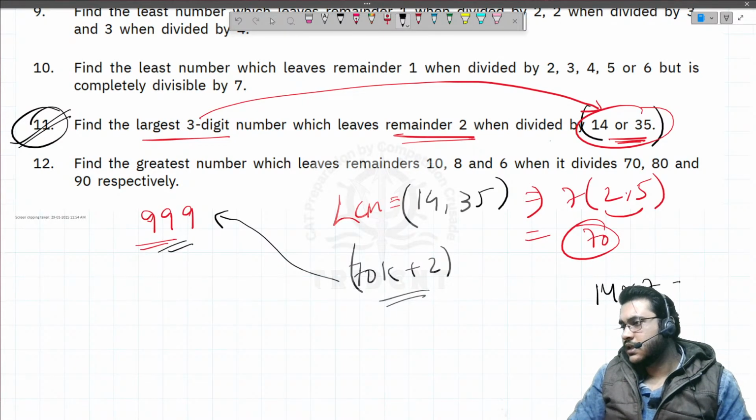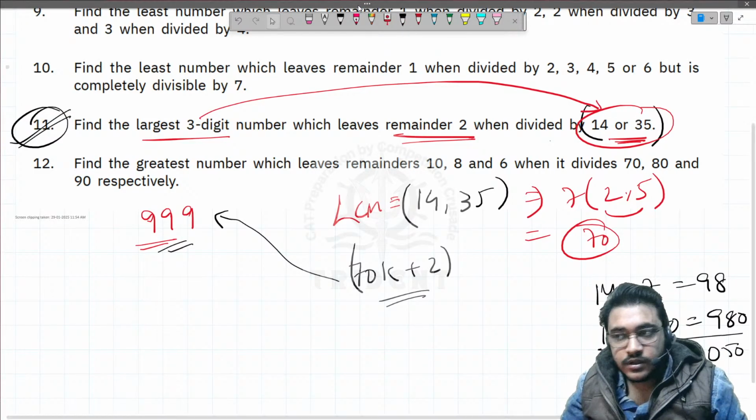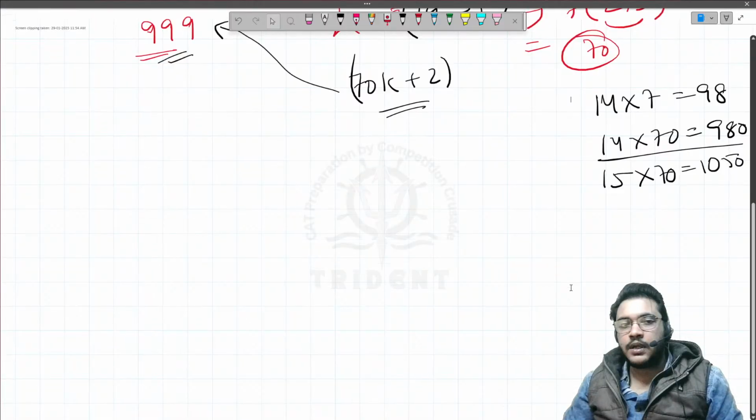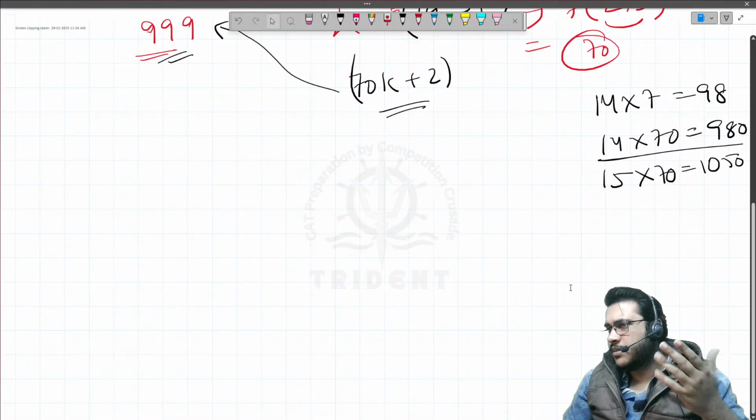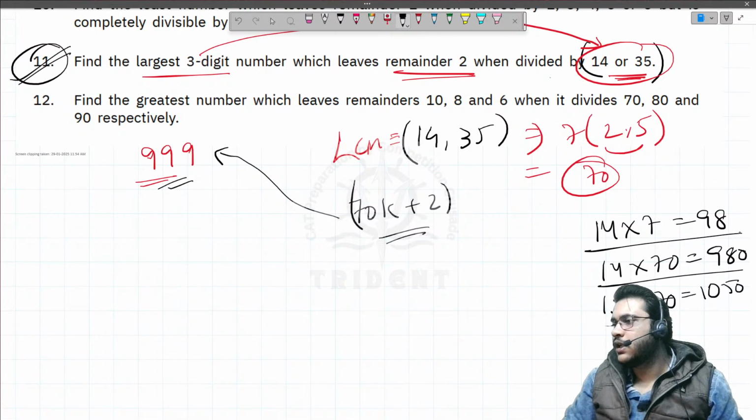14 into 7s are 98. So 14 into 70s are 980. Okay? And I know that if I go any further, if I do 15 into 7, that becomes 105. So 15 into 70 would be 1050. Obviously that went out of our range of 3-digit numbers, so what I will do is I'll restrict myself to 14. So the number is going to be obviously 982.